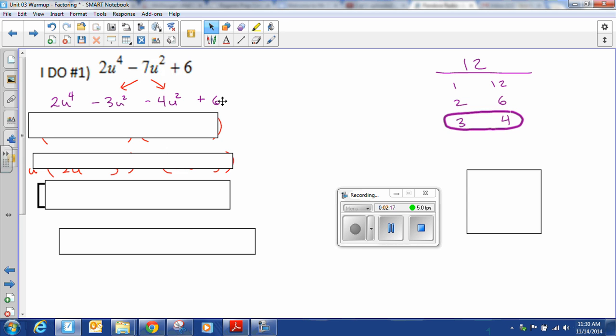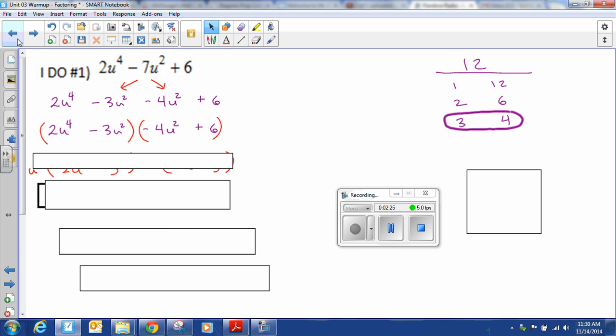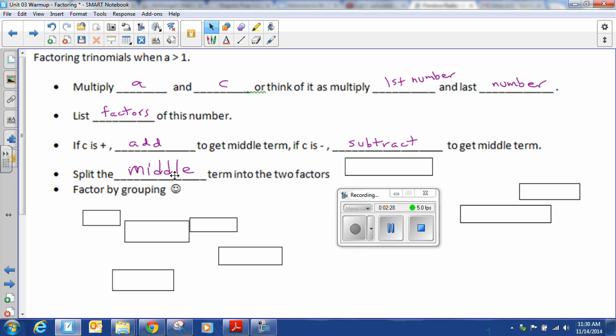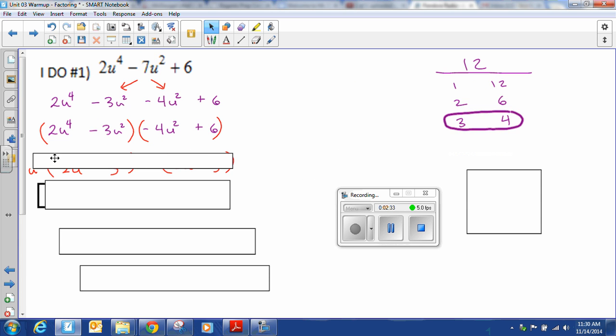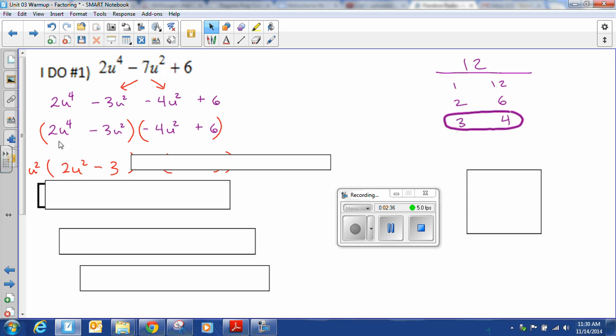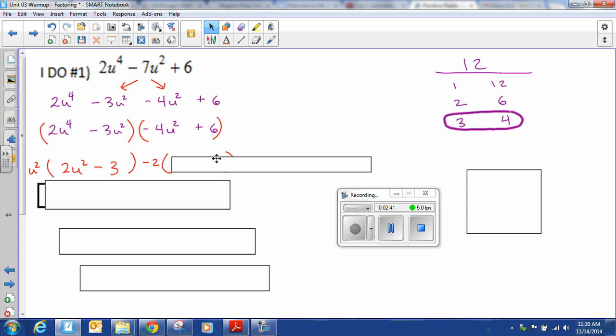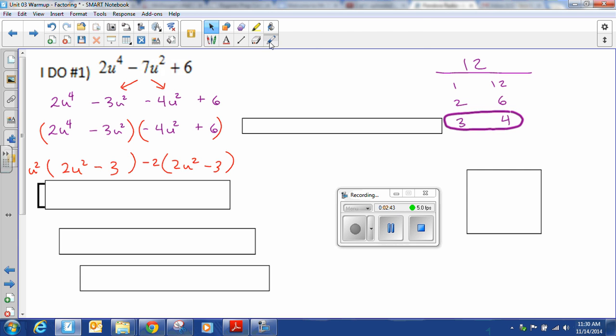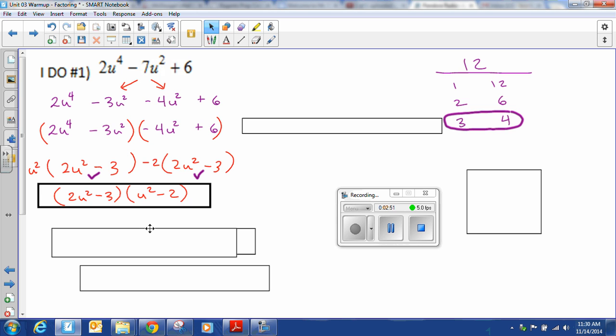So the first term and the last term remain the same. They just sort of spread out to make room for splitting the middle term. And then the rest is history. Basically, after splitting the middle term, we'll factor by grouping. So I've extracted u squared, leaving 2u squared minus 3, and I'll extract negative 2, leaving 2u squared minus 3. Check over here, because we have matching binomials. And the final answer is 2u squared minus 3 times u squared minus 2.